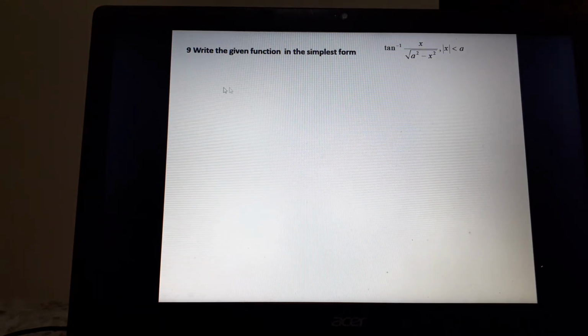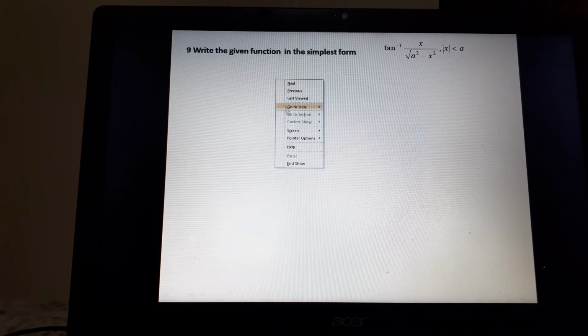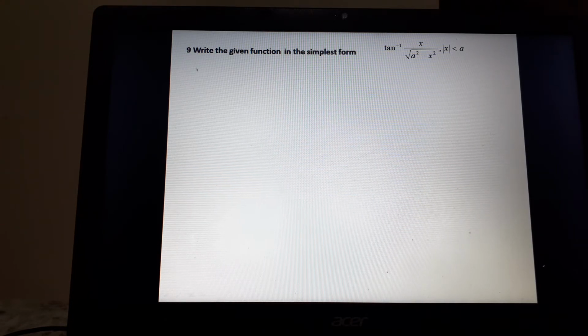Next, ninth question. Simplest form only. So given tan inverse of x divided by square root of a square minus x square. Condition is mod x less than a.